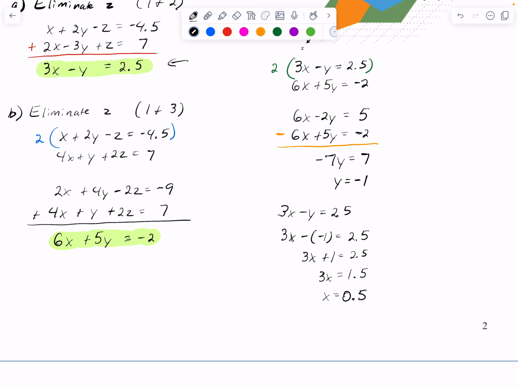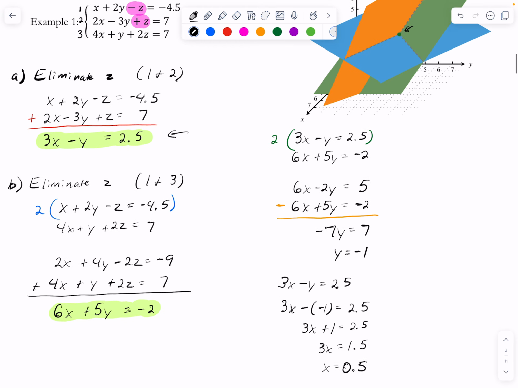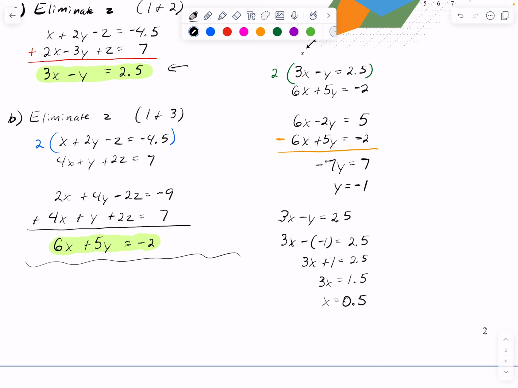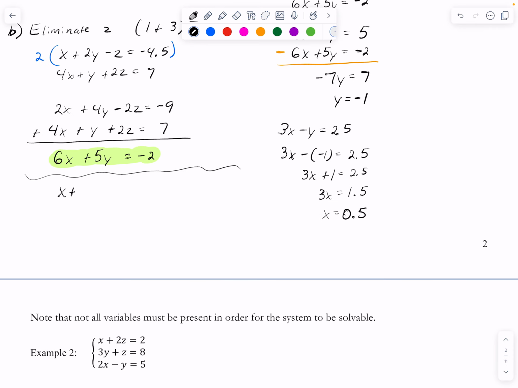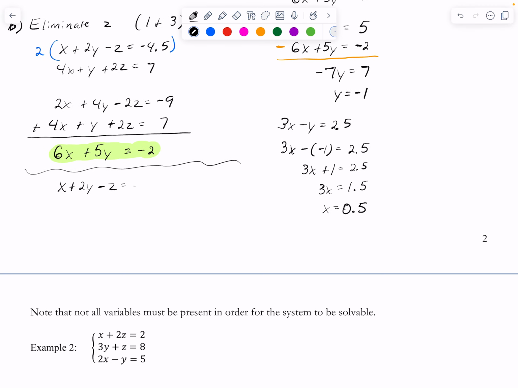All right, but again, once we have 2 out of 3, you can go back to any of these, the first one, the second one, or the third one, and you can plug it back into any one you want. So I'm just going to use the first one, but it really doesn't matter. I'm going to plug it into x plus 2y minus z equals negative 4.5. Okay, so x is 0.5, y is negative 1, and I'll go ahead and solve for z.